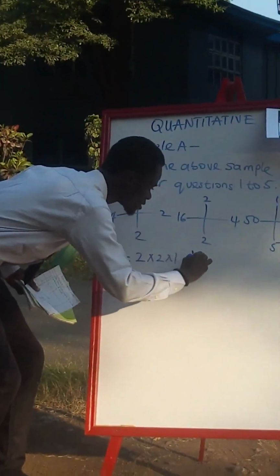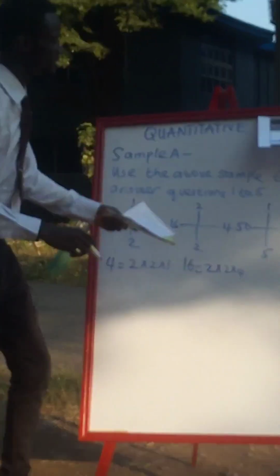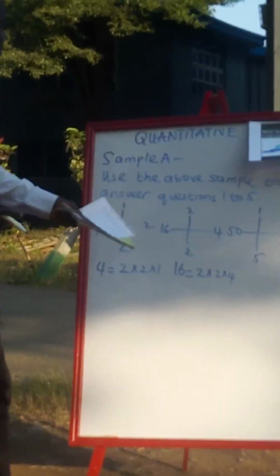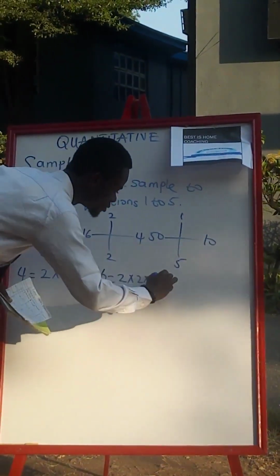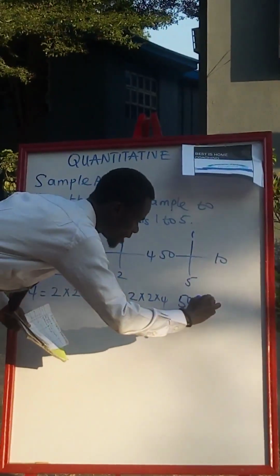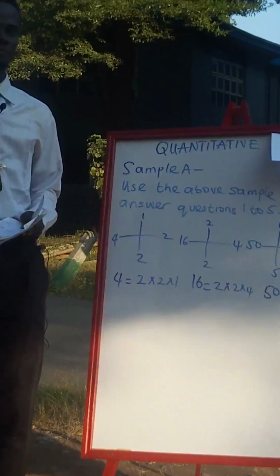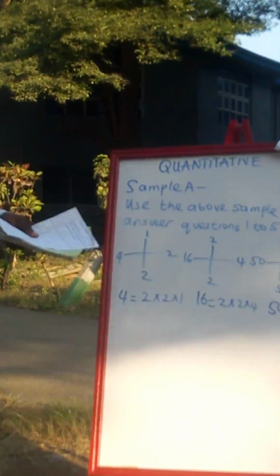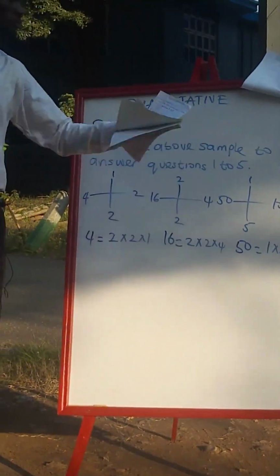So here 16 is equal to 2 times 2 times 4. That's 16. Now the last diagram, you look at it. Now 1 times 5, 5 times 10 is 50. So to get 50, you have 1 times 5, 5 times 10. That's 50. So now, first things first, you have gotten the key. You have profiled the solution to this.